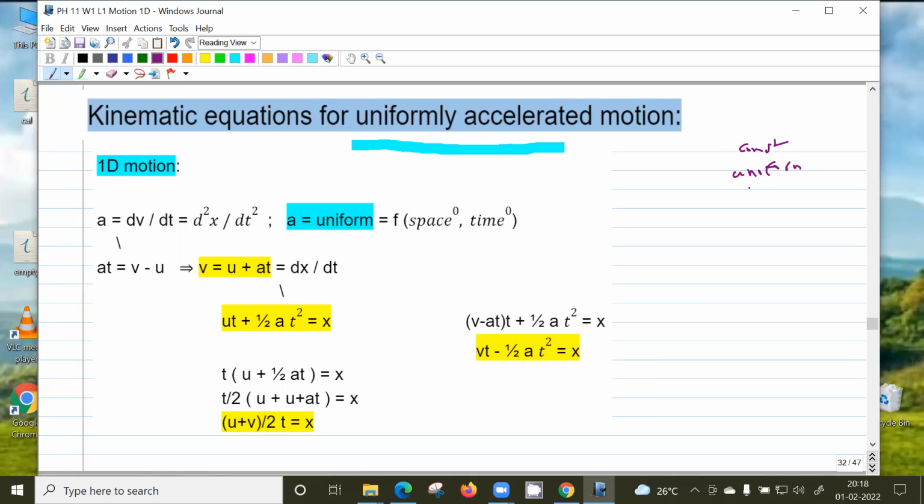What is meant by constant? What is meant by uniform? With respect to time, it will not change. That is constant. With respect to space, it will not change. That is uniform.